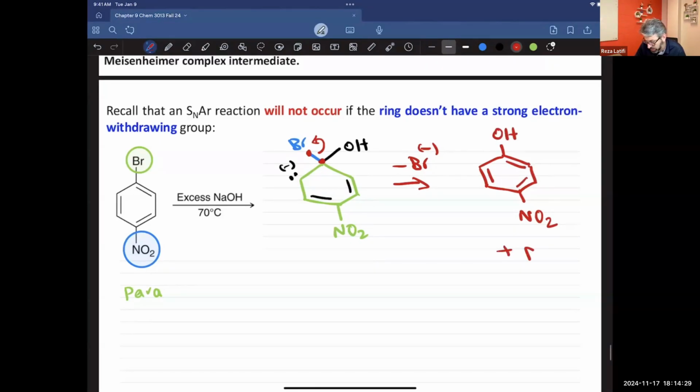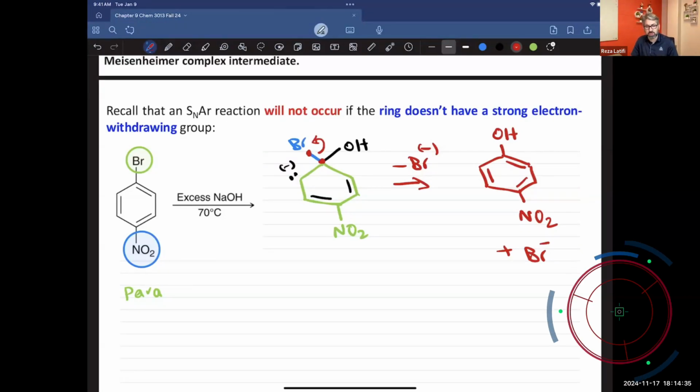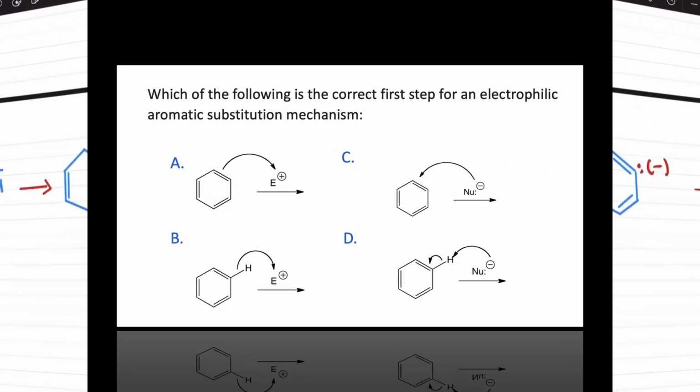Okay, plus Br minus. Okay, so in order to have nucleophilic substitution, we need to have an electron withdrawing group in a para or ortho position relative to the leaving group.